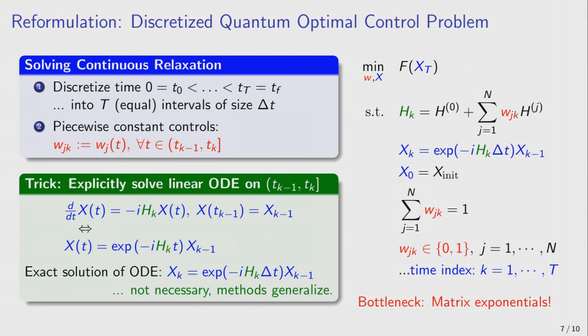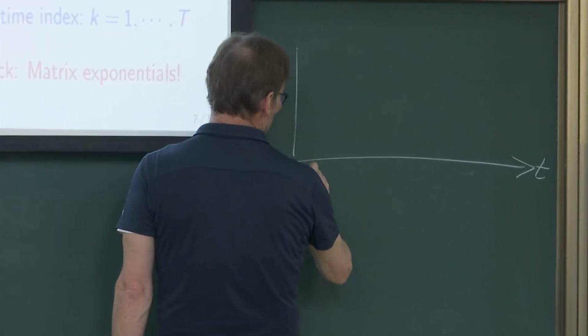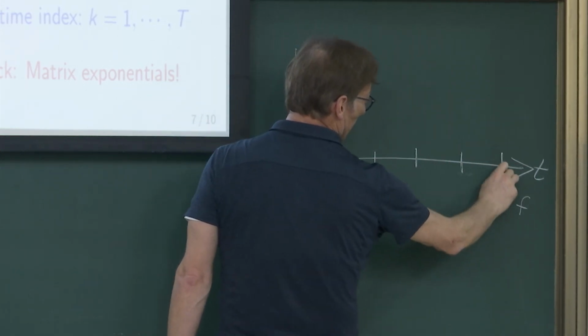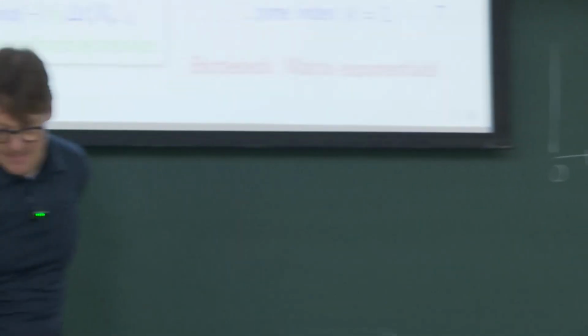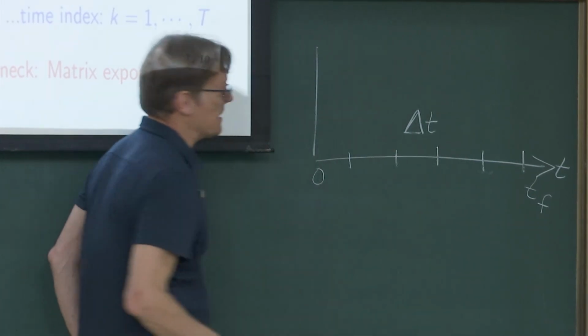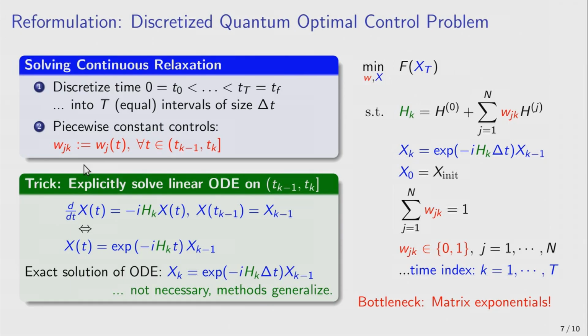Before we simplify it, the way we usually solve this problem is to take time, which goes from 0 to final time, and discretize it into a finite number of, for example, equidistant time steps. Here we took equidistant steps of size delta t. If we do that, we can rewrite the controls as piecewise controls. So now our control functions are going to be functions that are either 0 or 1 on these intervals.